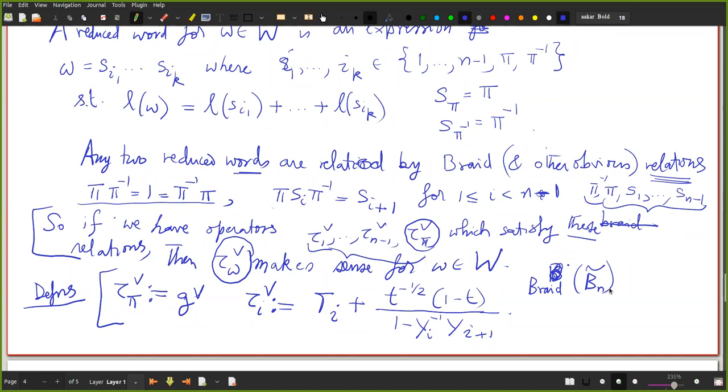Are the tau_i check, for instance, genuinely in H_N tilde, or is their image as operators on the polynomial representation? I don't know if they are in H_N tilde. They are not in H_N tilde unless you extend H_N tilde by allowing rational functions in the Ys, in some formal sense. But they are in the image. So they are just operators on the polynomial representation.